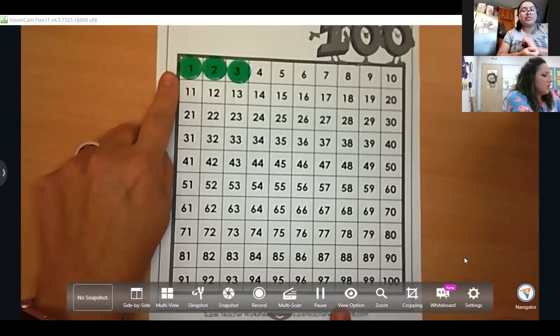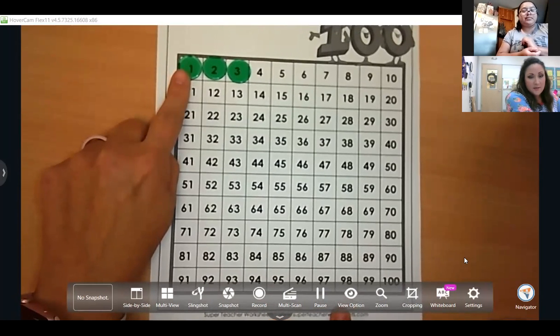So with the hundreds chart, they can see the number, say the number, and represent the number.